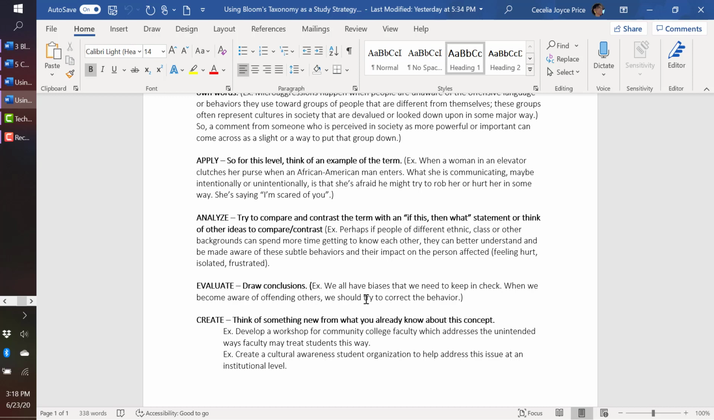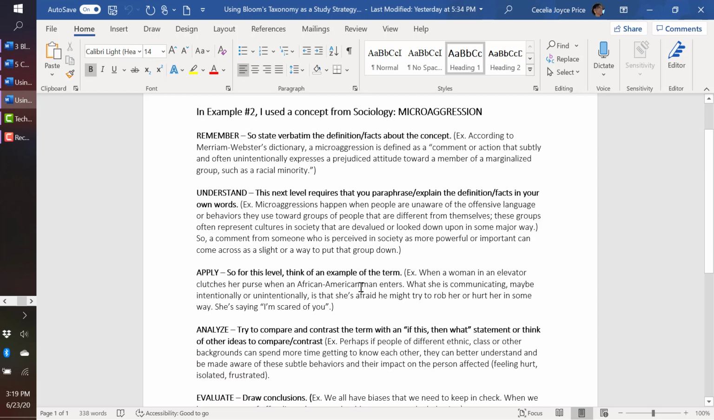And then for the create level, think of something new from what you already know about this concept. So now that we know what microaggressions are, we can put that together with other things that we know and come up with something that someone hasn't thought of before. It could be new to you, or it could be new to a whole bunch of people. Okay, so these examples: develop a workshop for community college faculty, which addresses the unintended ways faculty may treat students this way, or create a cultural awareness student organization to help address this issue at an institutional level. That, ladies and gentlemen, demonstrates how you can use all 6 levels of thinking.